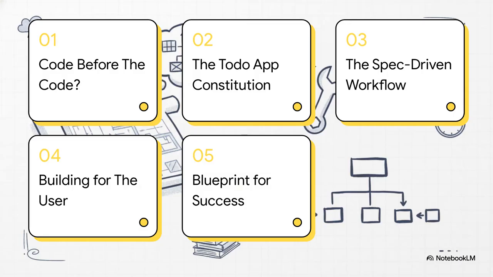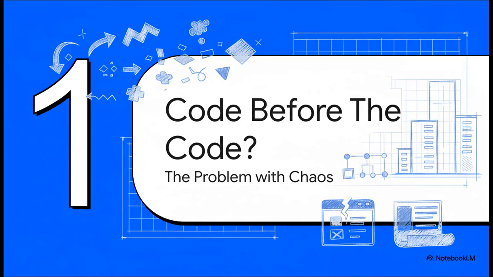First, we'll dig into this idea of code before the code. Then we'll get our hands dirty with a constitution for a simple to-do app. After that, we'll see how this blueprint drives the whole workflow, how it keeps our focus on the user, and ultimately, how it sets your project up for a win. All right, so let's get into it.